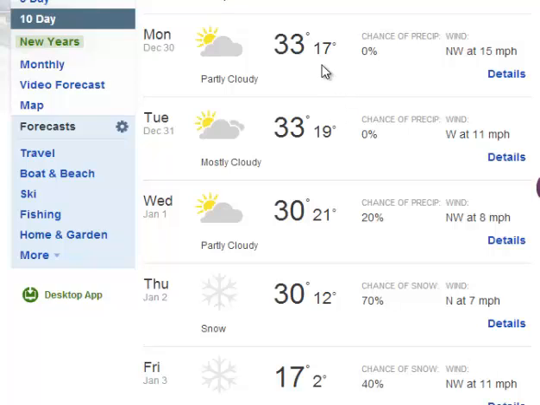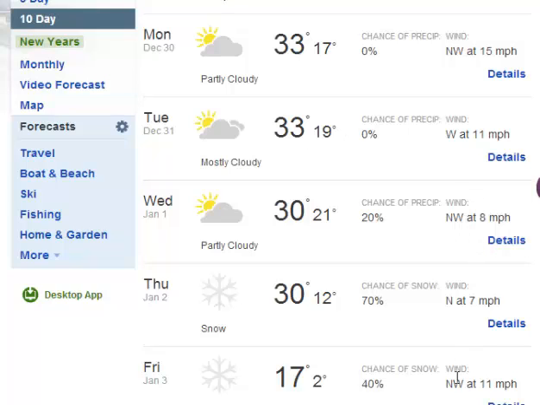So let's say the average temperature for tomorrow, assuming that the high is 33 and the low is 17, so you add them together, 17 plus 33 is 50, and the average is 25. Tomorrow's range would be 33 minus 17, which is 16. So the high of 33 and a low of 17 means you have an average of 25, which is smack in the middle, and a range of 16 degrees from high to low.